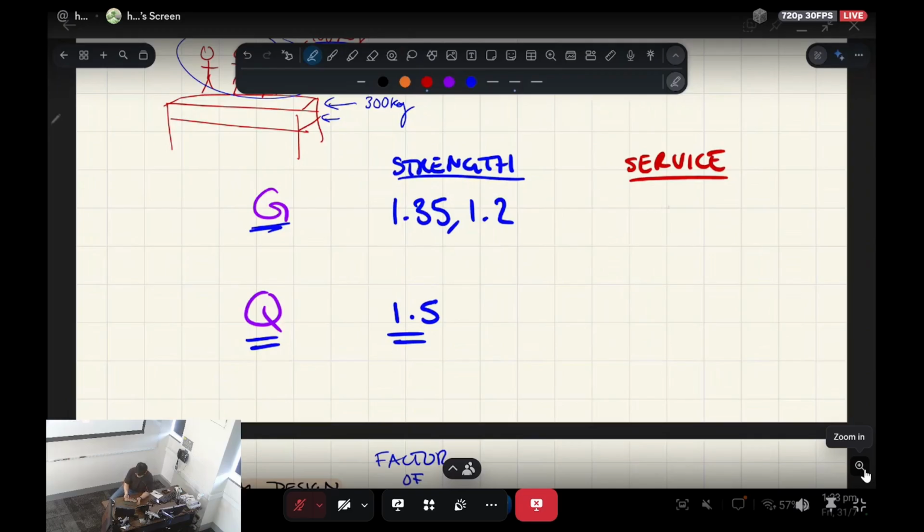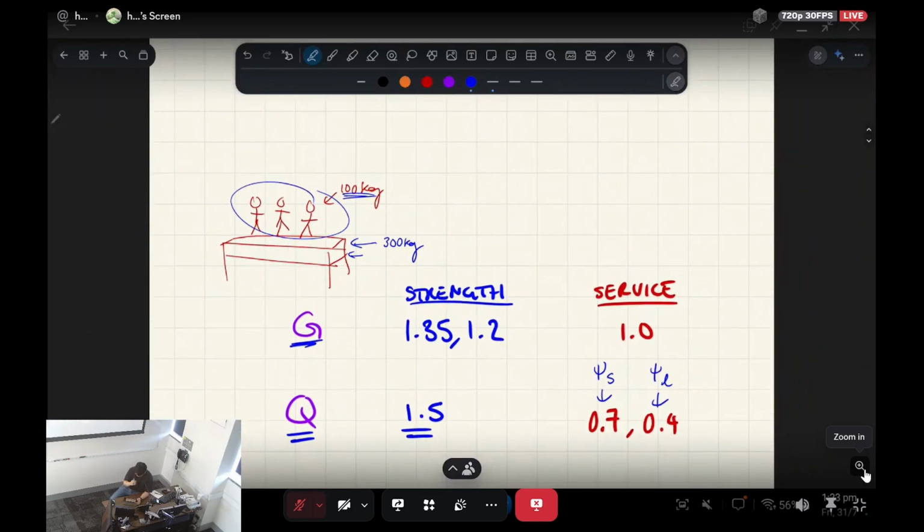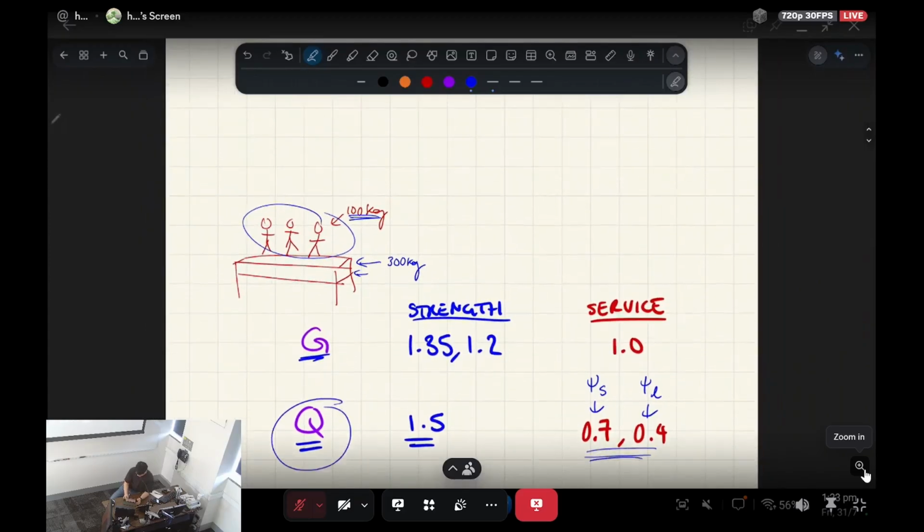So service loading for dead load is just the dead load that you predict. And then the live load for service is something in the ballpark of 0.7, 0.4. These numbers you'll generally see as the short-term load factor and the long-term load factor for live loads. So what does this mean? Firstly, it's an under-exaggeration of the live load.